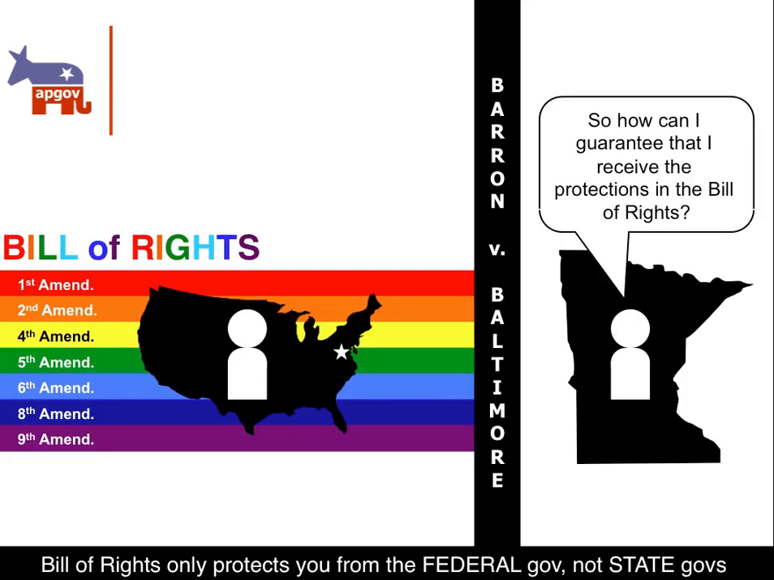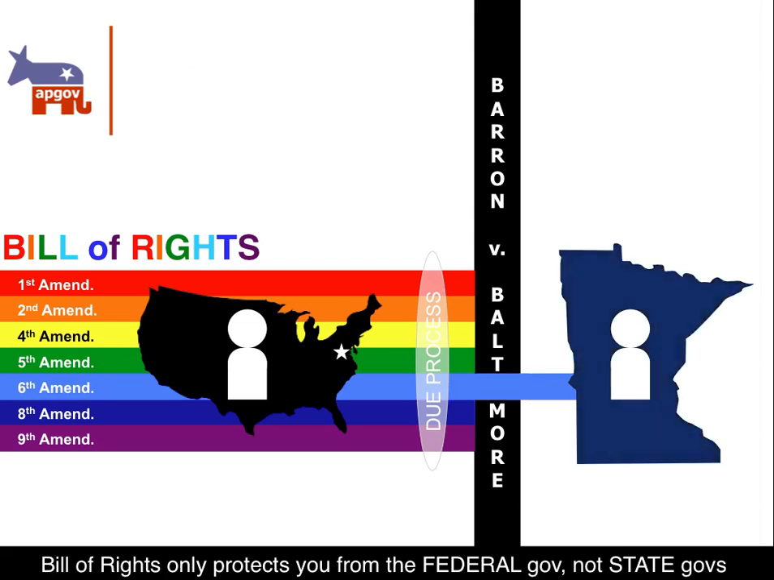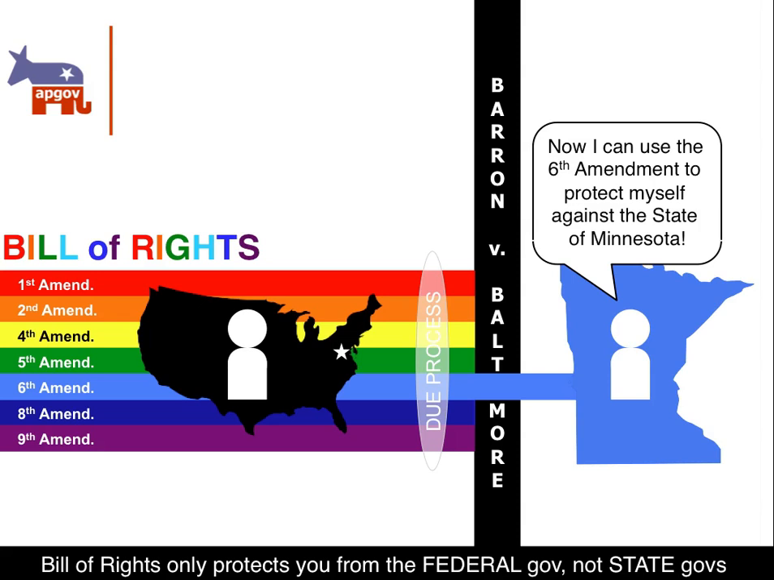So let's go back to our wall analogy. And what happens with selective incorporation is let's place a focusing lens, the due process clause, across the light. And what this lens does is it amplifies the light. It bends the light and it kind of turns it into a laser, let's say. So what happens is the Sixth Amendment can blast through that Barron v. Baltimore wall, shine through, and now notice the guy in the state is saying, I can use the Sixth Amendment to protect myself against the state of Minnesota.